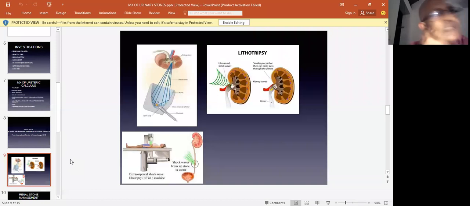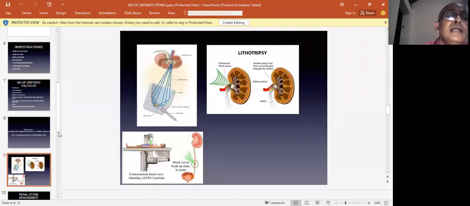So this is a common thing that we use to break stones that are not infected and not obstructed, right? Obviously, if it's obstructed, where will the pieces go? When you break the stone, the pieces have to go down the ureter, get into the bladder and pass with the urine through the external meatus. So you can't have an obstruction if you're doing this, and you obviously can't do it if there's infection. So this is a common method that we use to break small stones. You don't need the sizes and all. There are limitations. Big stones we don't break.